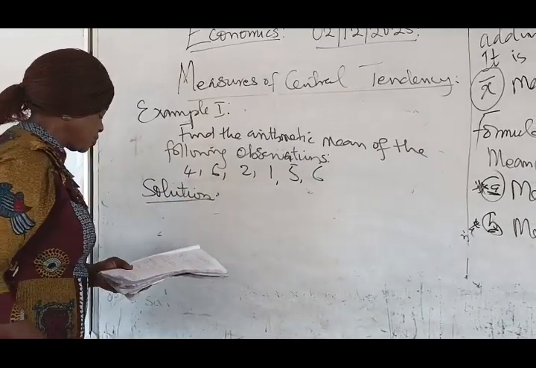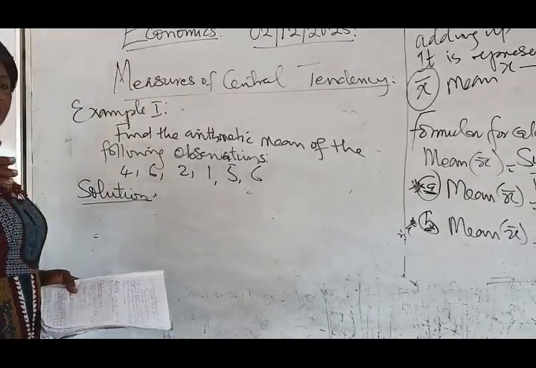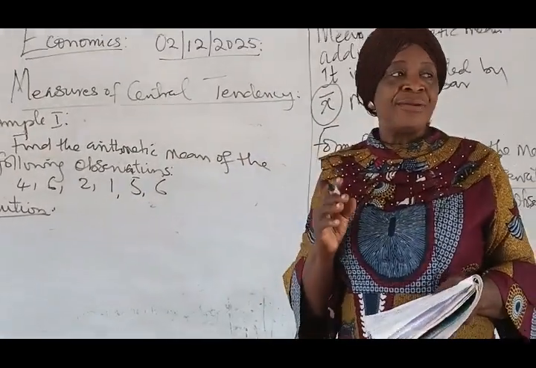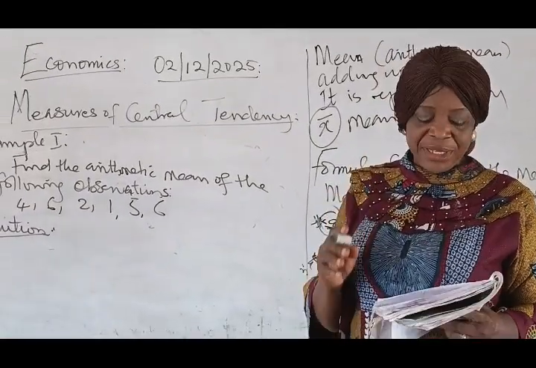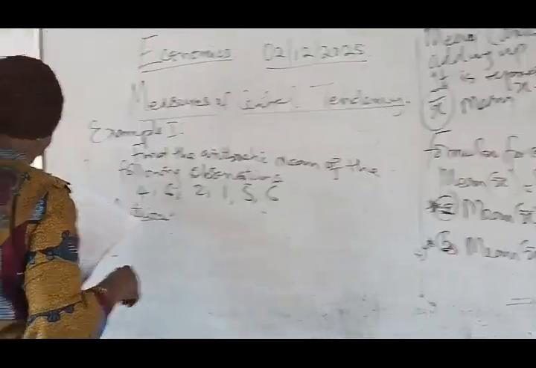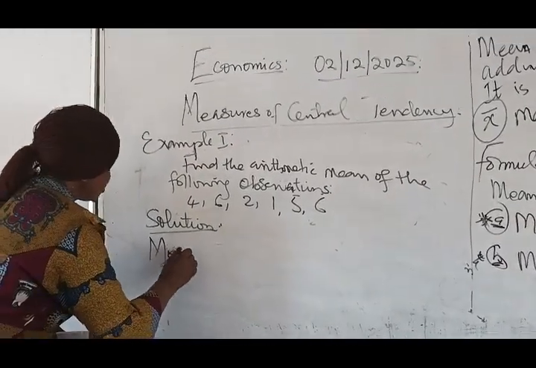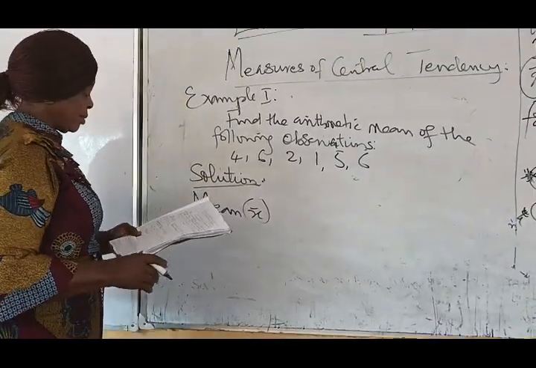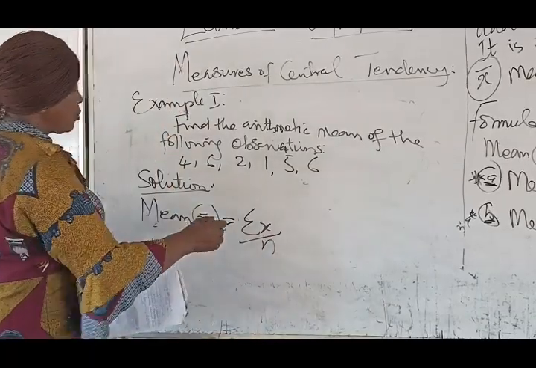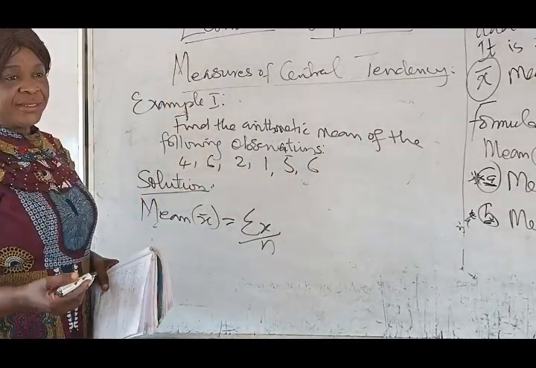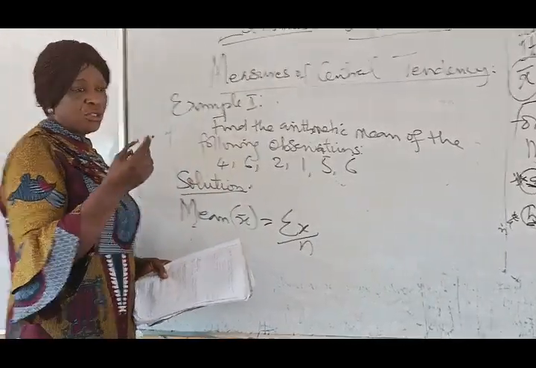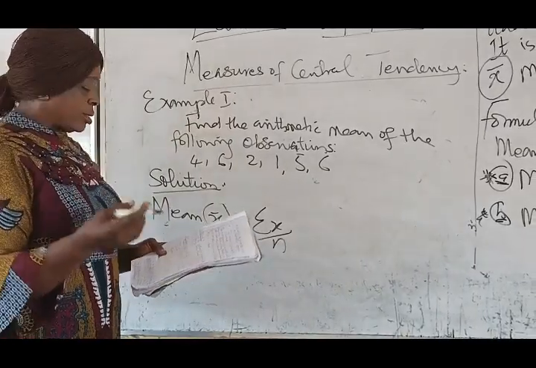For the solution, before you start solving any of this, first of all, it is always advisable to write down the formula for calculating that particular question, because the formula will also give you some marks. So mean, which is the same thing as x bar, you put down the formula: summation x over n. Why are we using this formula? Because the figures are not many, they are few. And you discover that almost all the numbers here, or just 1 or 2, appear more than once.